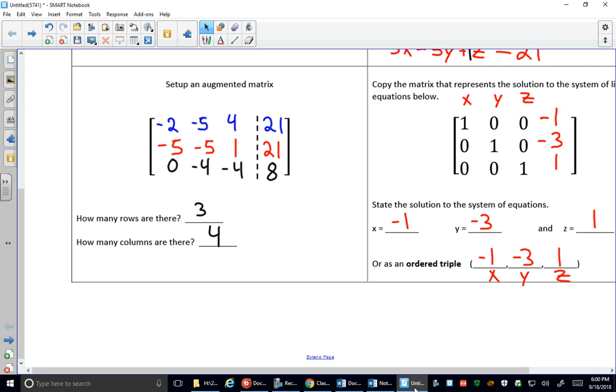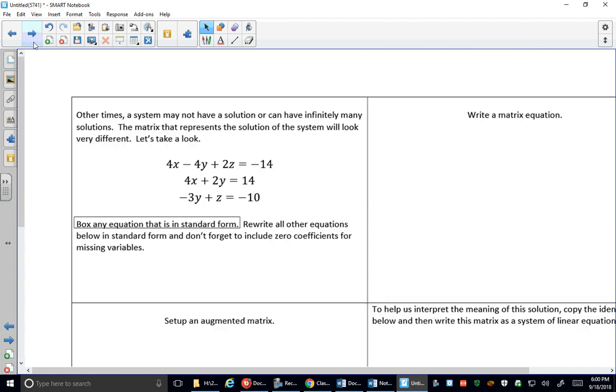Okay, so let's take a look at a second example. These next examples go into special cases. So you can have gaps, and I've got to fill those in with a 0. And now we'll take a look at what happens when you don't get the diagonal ones. So with this one, let's box in those equations that are already in standard form. So this one's already in standard form.